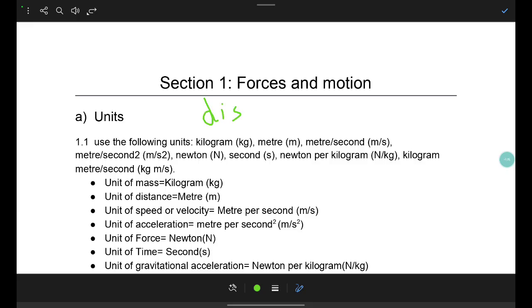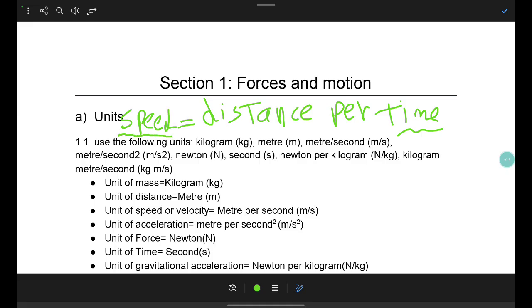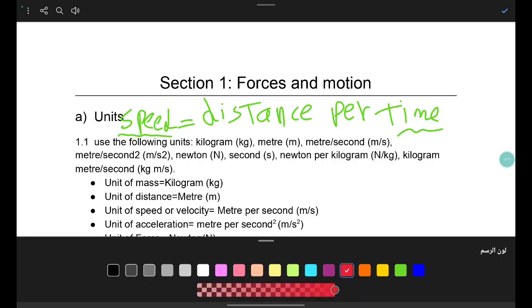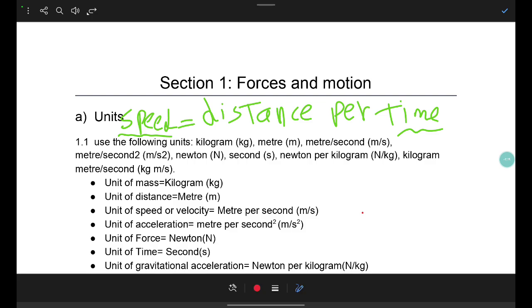Distance per time taken. This is speed. This is something you should keep in mind. The definition of speed: distance per time taken. If you wanted to calculate speed, we use this formula: V equals S over T. Velocity equals distance over time.